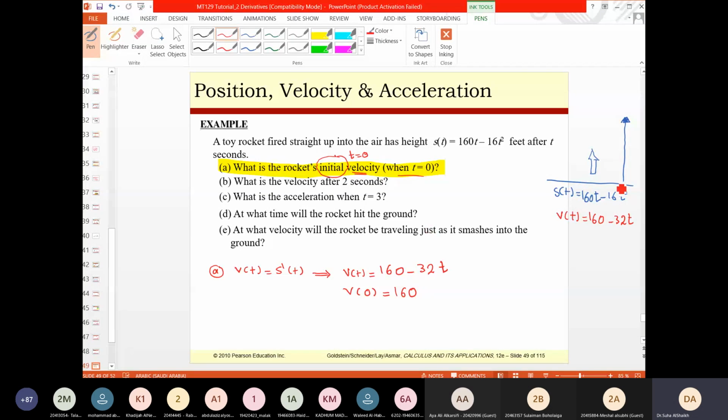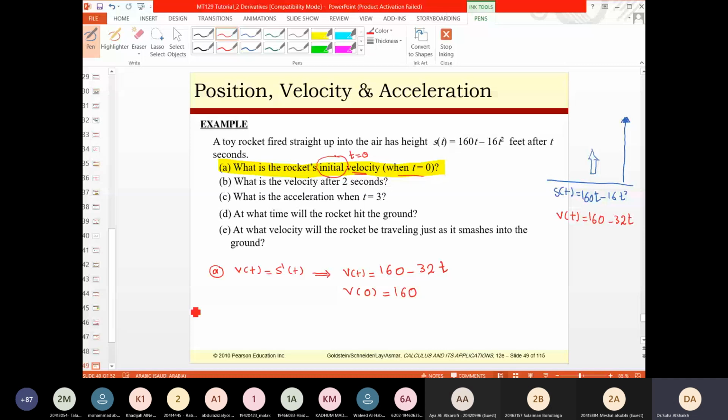2 in 16 it's 32. You have to practice that derivative work here. So this answers part A of the question. This is the velocity initially, at the beginning of the time.